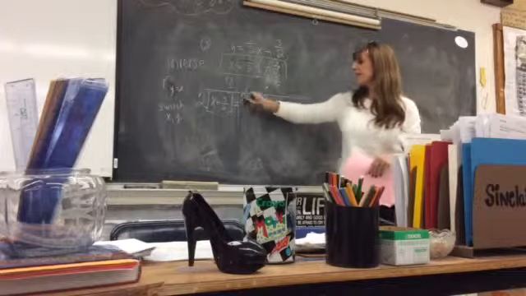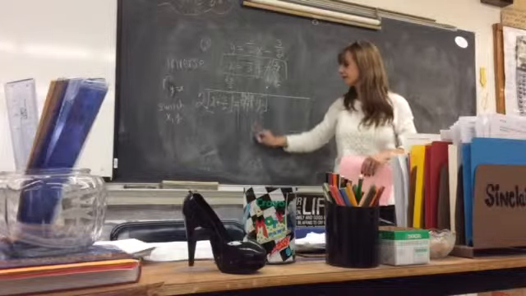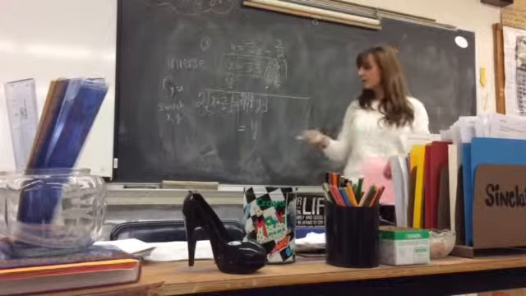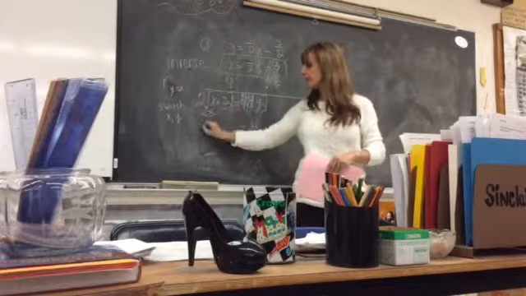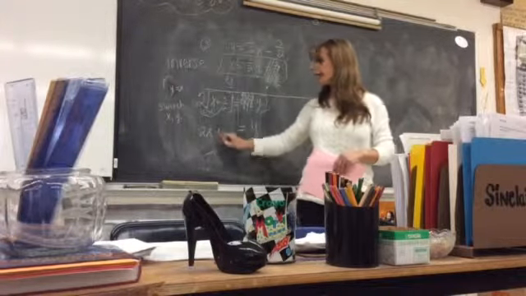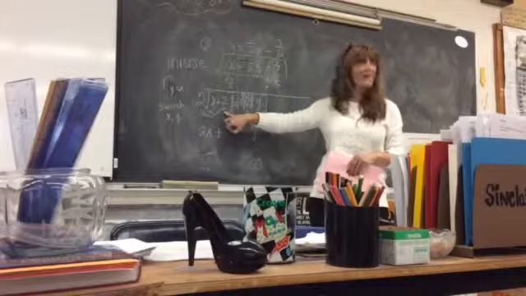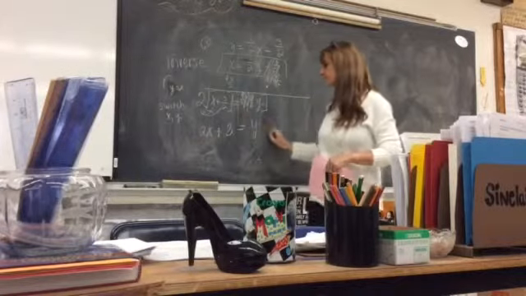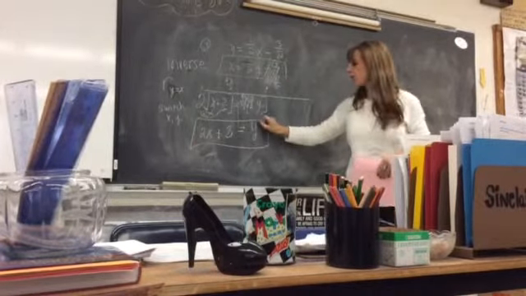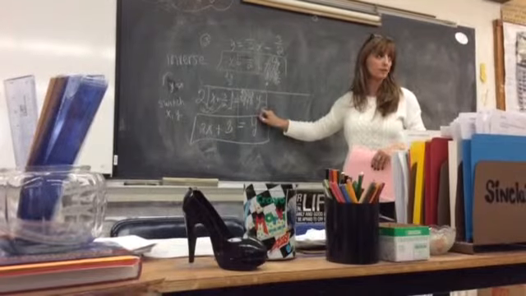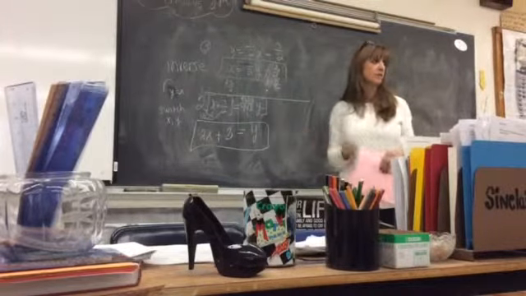So 2 times a half cancels out to 1y. And on the other side, I'm going to distribute, and I'll get 2x plus 2 times 3/2, which is just 3. And this is called your inverse function.